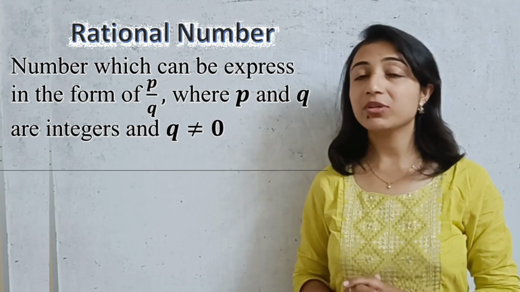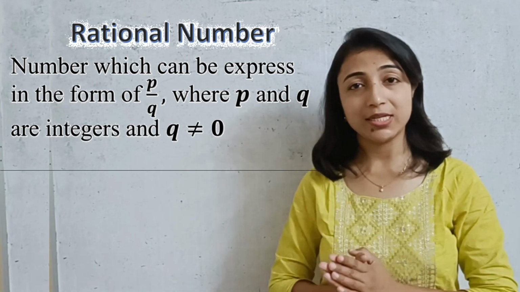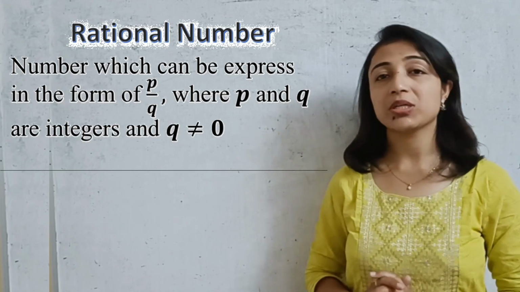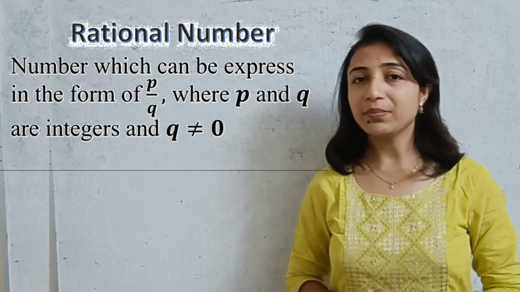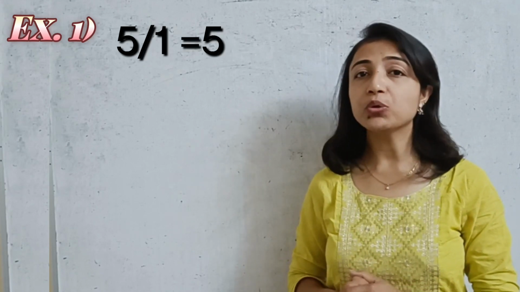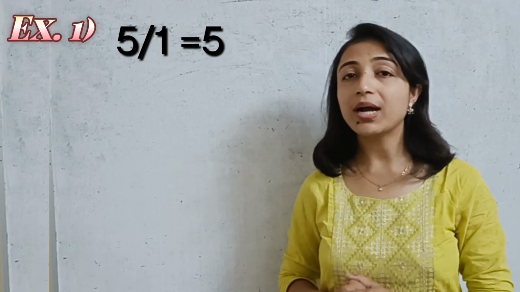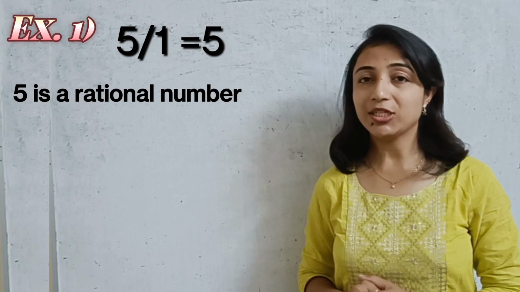So the number must be in the form of p by q, where both numerator and denominator are integers and the denominator is not equal to 0. Then this type of number is called a rational number. Let's see some examples. If I write 5, is it rational? Yes, because you can divide 5 by 1. So 5 is equivalent to 5 by 1, and the denominator and numerator are both integers, and the denominator is not equal to 0. So it is a rational number.